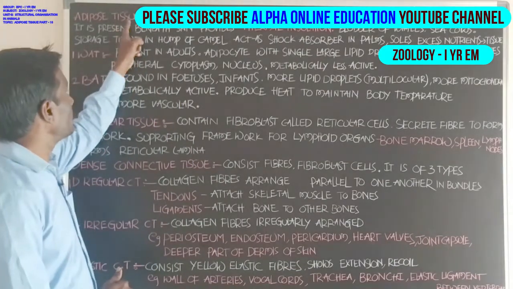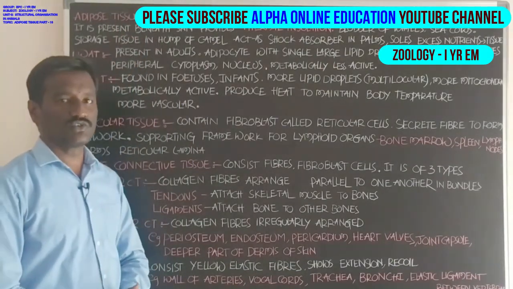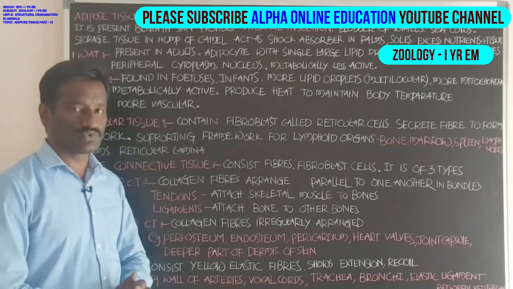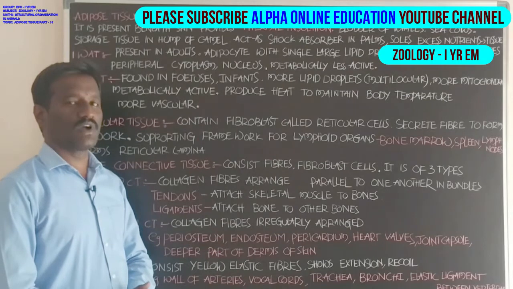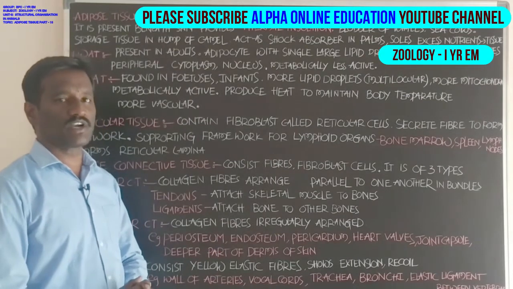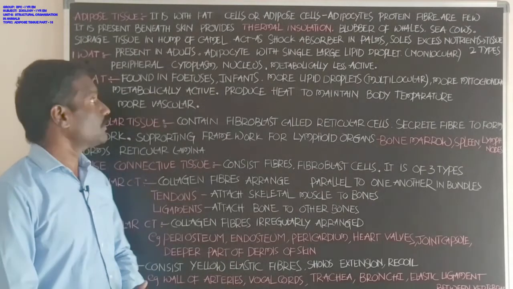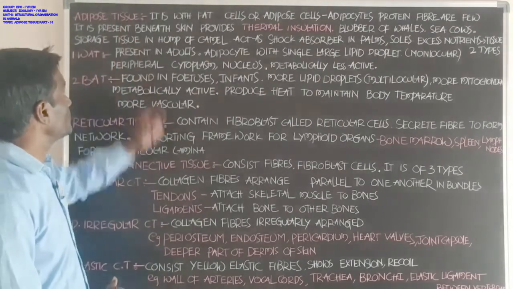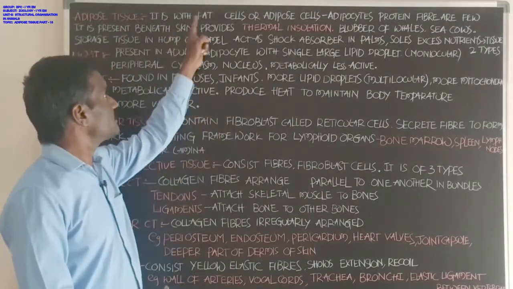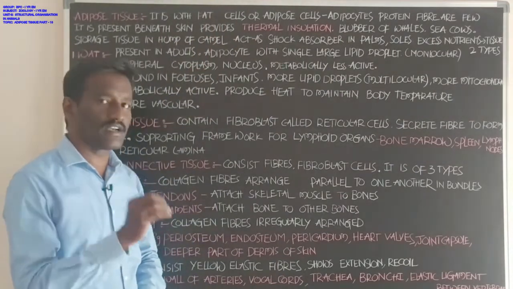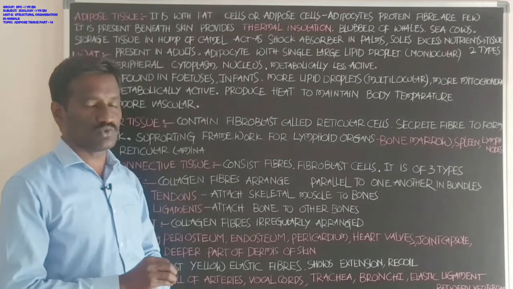Now about the adipose tissue. Adipose tissue is the second type of loose connective tissue. The first one is areolar tissue, the second is adipose tissue, the third is reticular tissue. Student, what about the adipose tissue? It is with fat cells, adipose cells present in the adipose tissue.